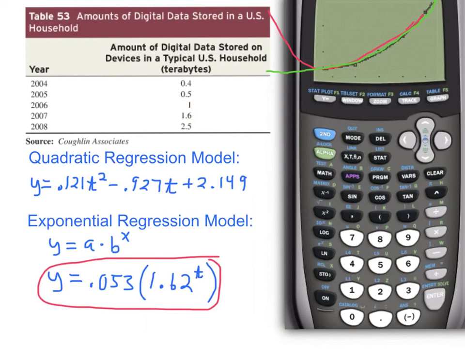So I hope those examples give you some idea about how to choose the best type of model between linear, quadratic, or exponential in a given situation.